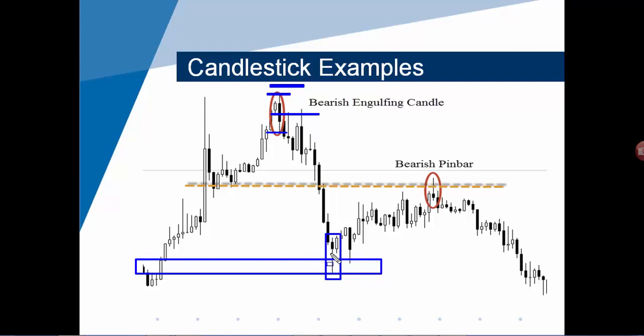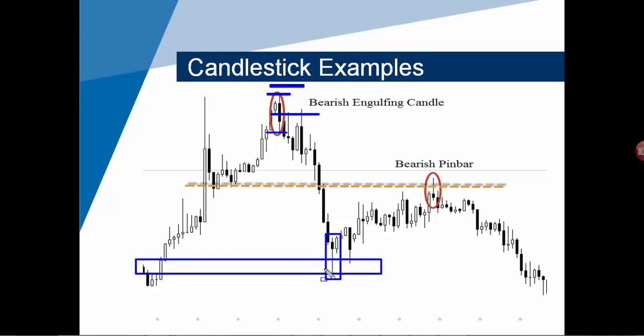Now here's where it gets tricky. For most people, when we're looking at pin bars, we say, okay, this is a bullish pin bar, so I'm going to look to buy. No, we do not want to play both sides of the fence, especially as a new trader. If we're bearish, we're only looking for sell signals. We can't look for buy signals in a bearish market, and we can't look for sell signals in a bullish market.